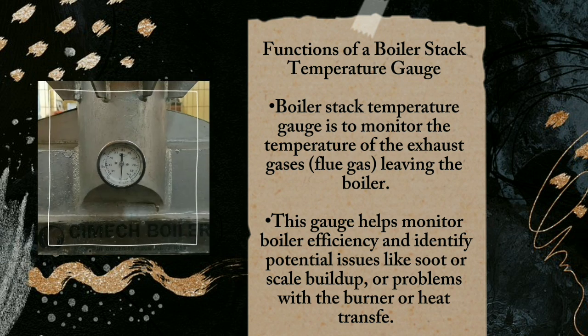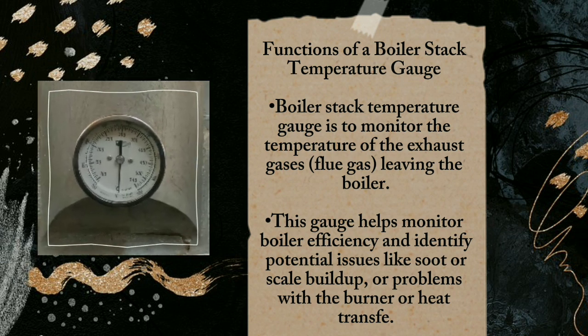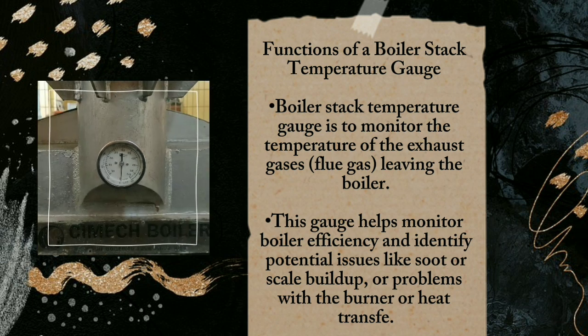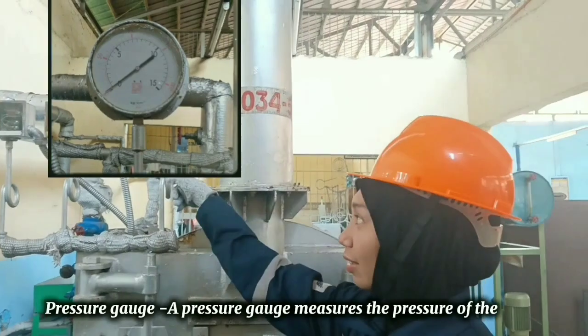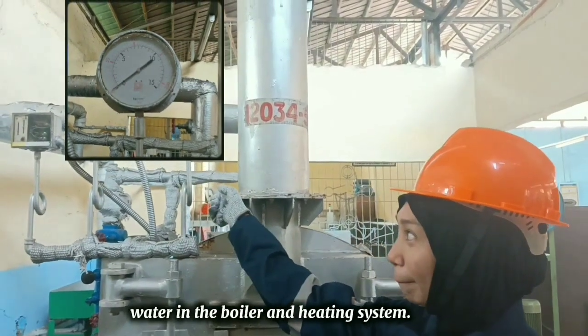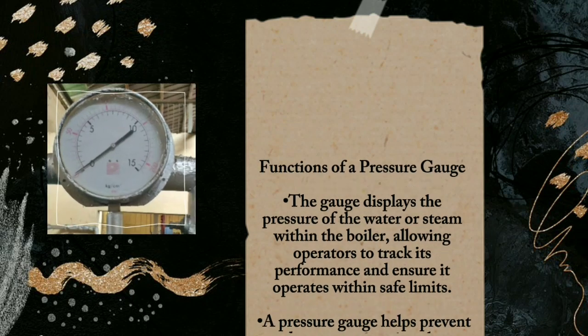This gauge helps monitor the boiler efficiency and identify potential issues like soot or scale buildup or problems with the burner or heat transfer. Next, we have the pressure gauge. It measures the pressure of the water in the boiler and heating system. The function of a pressure gauge.